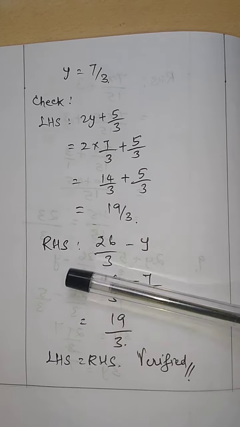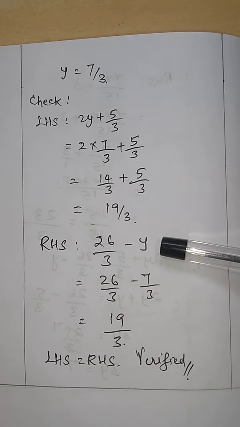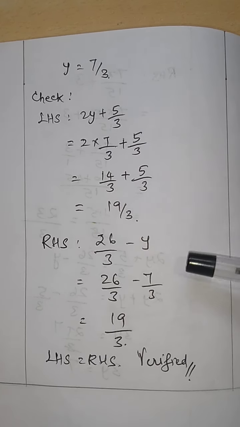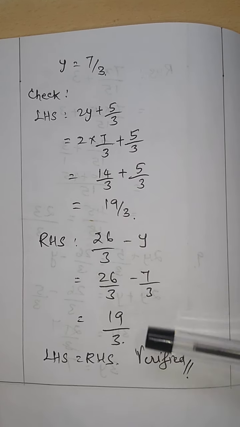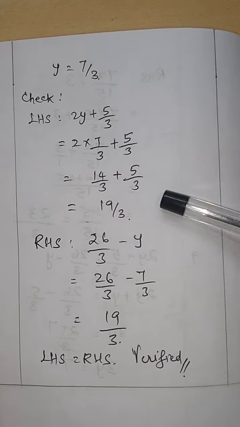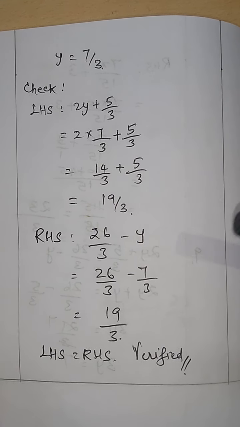In the case of RHS, it is 26 by 3 minus y. So in the place of y, I need to put 7 by 3. So 26 by 3 minus 7 by 3. So it becomes 19 by 3. So LHS and RHS, they are one and the same. So you are verified.